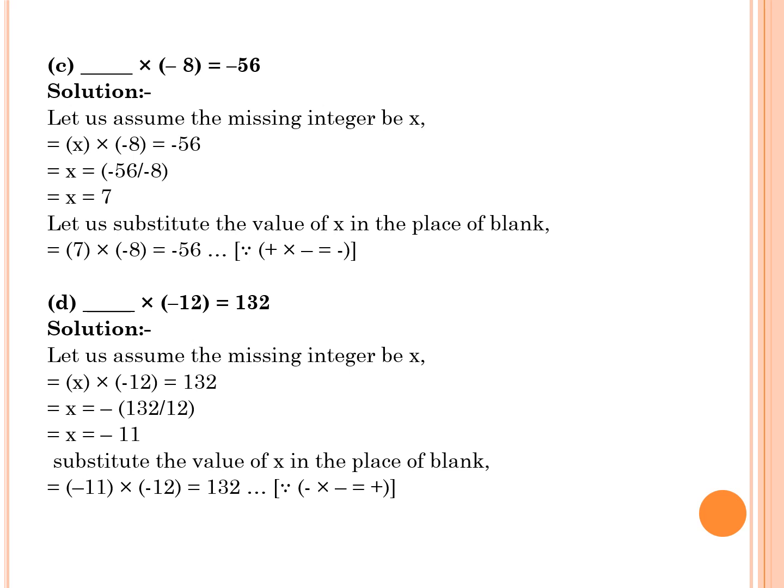x is equal to 132 divided by -12. As we can see here, when -12 is taken to the other side, it becomes 132 by 12. x is equal to -11. Substitute the value of x in the place of blank. That is -11 into -12 is equal to 132, because when you multiply two negative integers, you get a positive integer.